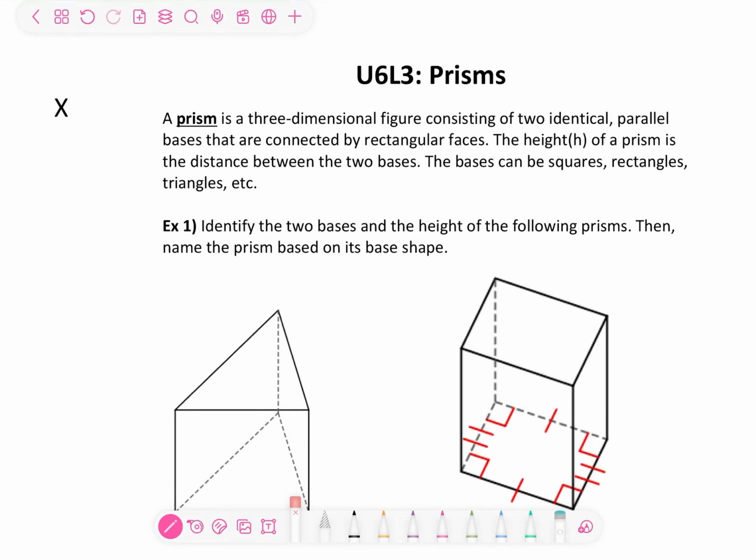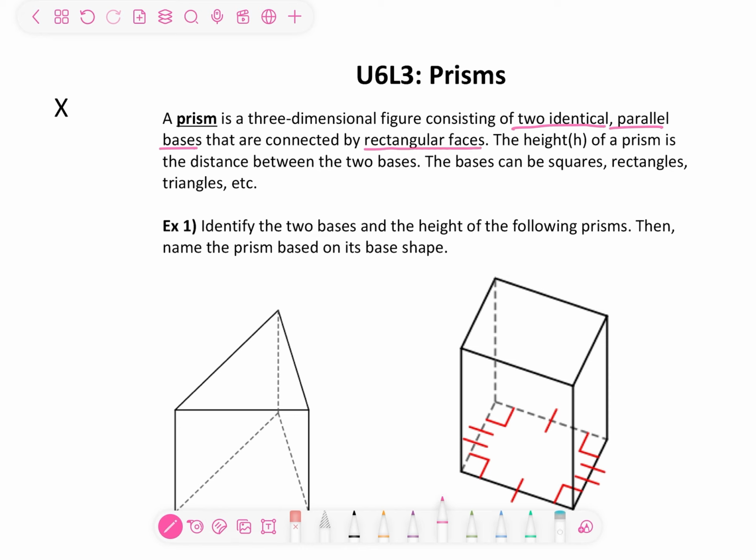Welcome to U6L3 prisms. A prism is a three-dimensional figure that consists of two identical parallel bases that are connected by rectangular faces. So we have two identical parallel bases, and those are connected by, no matter what shape the bases are, rectangular faces. So all the faces are going to be rectangles.